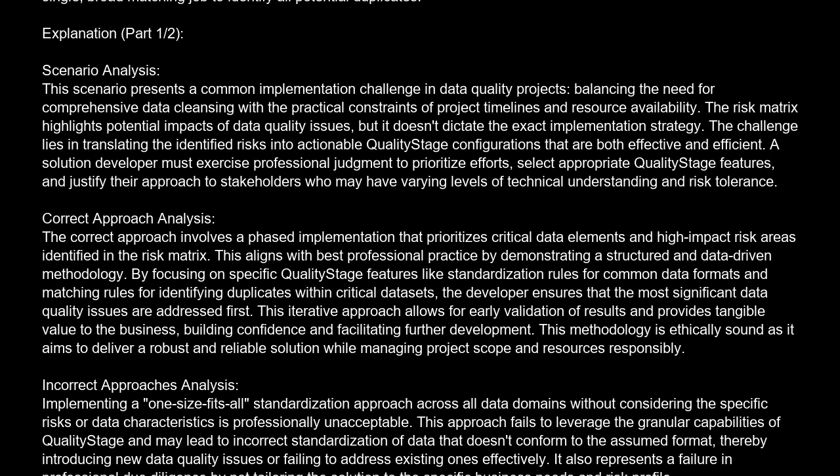Implementing a one-size-fits-all standardization approach across all data domains without considering the specific risks or data characteristics is professionally unacceptable. This approach fails to leverage the granular capabilities of QualityStage and may lead to incorrect standardization of data that doesn't conform to the assumed format, thereby introducing new data quality issues or failing to address existing ones effectively.